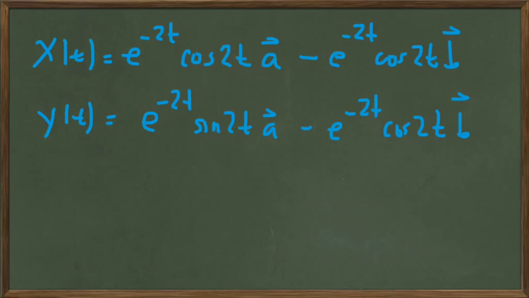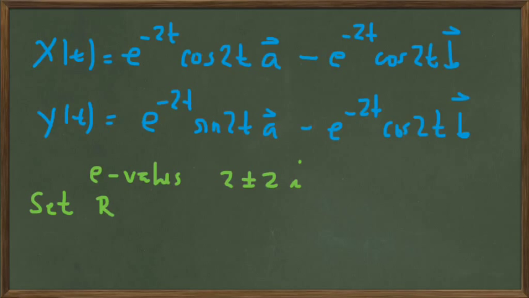So how do we find those vectors A and B? We set it up just like before, but remember that our eigenvalues in this case are 2 plus or minus 2i. When we plug those in, all we have to do is pick one. So let's set our R equal to 2 plus 2i.